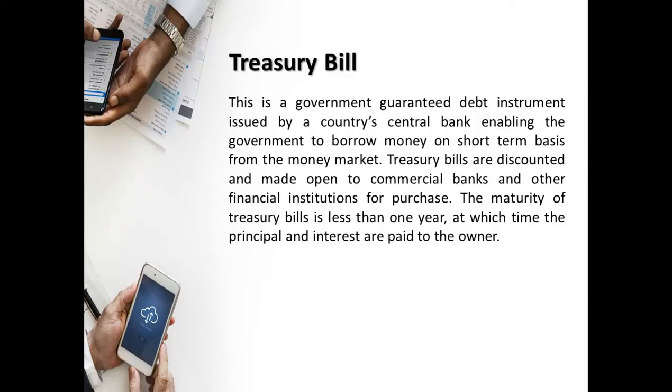Another tool used is what we call treasury bills. Treasury bills are an instrument used by the government through the central bank to borrow money on a short-term basis from the money market. The treasury bills are discounted and made open to commercial banks and other financial institutions for purchase. Their maturity date is less than a year, at which time the principal and interest are paid to the owner.